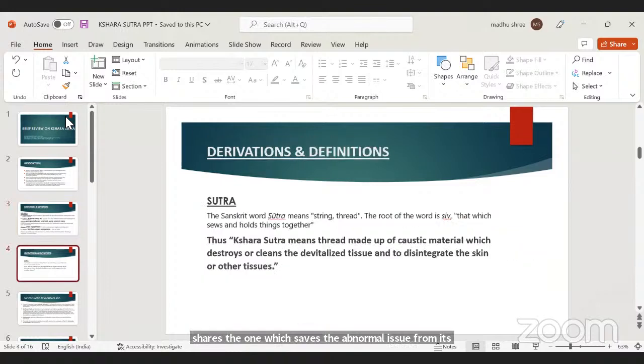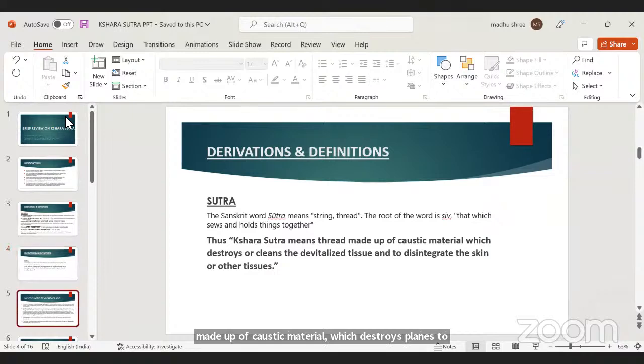As per Charaka, Chitva Ashayat Ksharaha Ksharatvat Ksharayat Yadaha. Kshara is the one which scrapes the abnormal tissue from its location and destroys it after dissolving it because of its corrosive nature. The Sanskrit word Sutra means string or thread. Thus, Kshara Sutra means a thread made up of caustic material which destroys or cleans the devitalized tissue and disintegrates the skin or other tissues.